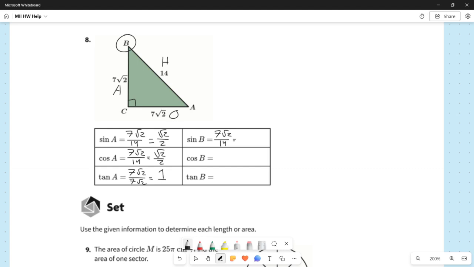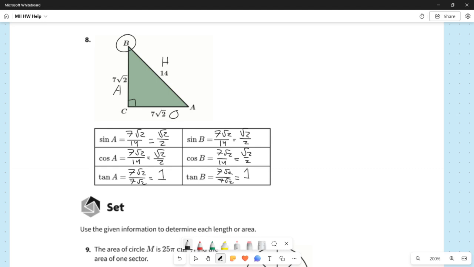Well, this is exactly what we got on the left. So this again simplifies to root 2 over 2. Cosine is adjacent over hypotenuse, and so this is 7 root 2 over 14, which we've now seen multiple times. This reduces to root 2 over 2. And tangent is opposite over adjacent, which based on my current labeling becomes 7 root 2 over 7 root 2. And again, any non-zero value over itself is 1, and so this becomes 1.